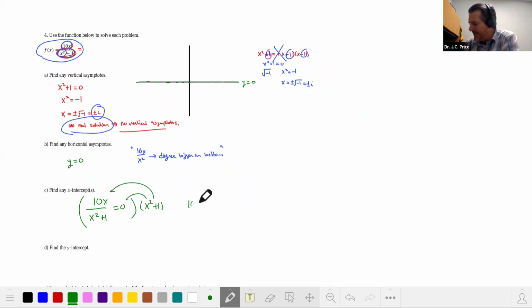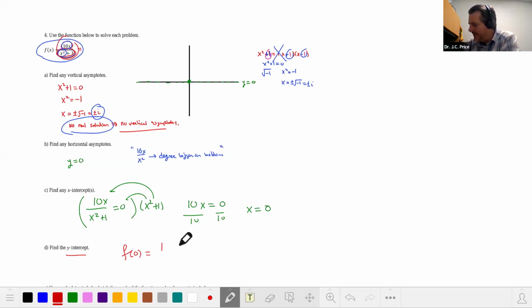And so we wind up with 10x equal to 0. We divide out by 10, and so we get x equal to 0. So we'll put that point right on top there. And finally, for y-intercepts, we have f of 0 equal to, and we just plug in 0 here.